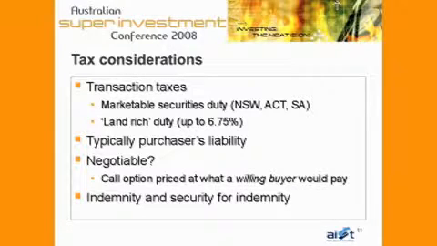Now, that's income tax. There are transaction taxes to be considered, such as stamp duty. So there's still share transfer duty in some states. And because we're dealing with the power assets, often the land-rich duty issue arises. So whether the company acquiring has a significant stake in land assets. Now, typically stamp duty is a purchaser's liability. In this case, under the shareholder agreement, the call option is priced at what a willing buyer would pay. And there's some authority out there as to what a willing buyer would take into account. And certainly one of the things would be transaction costs, for example, stamp duty.